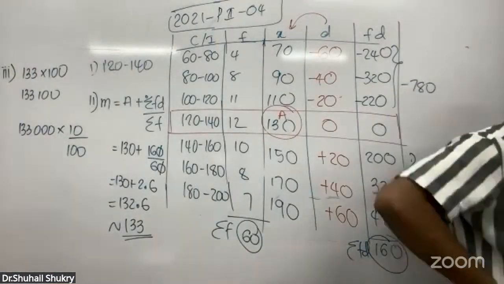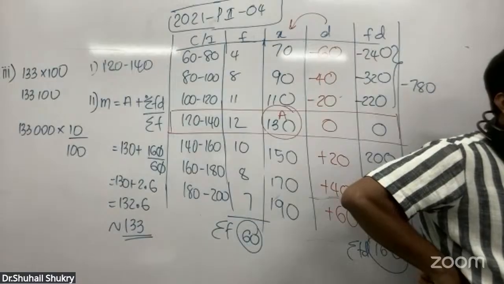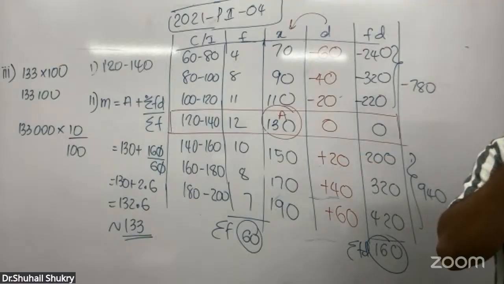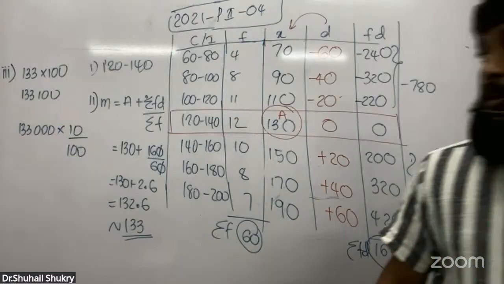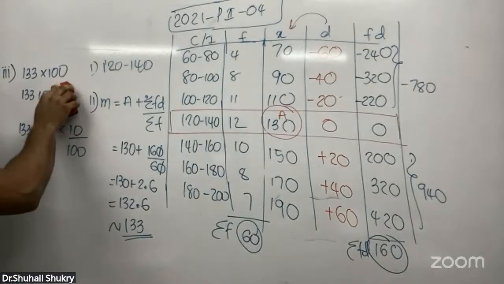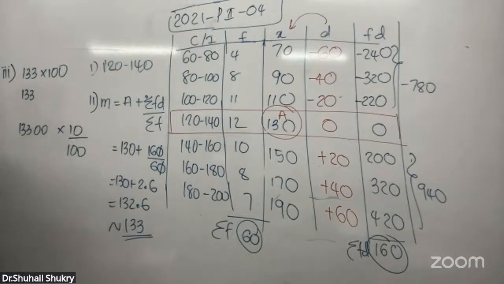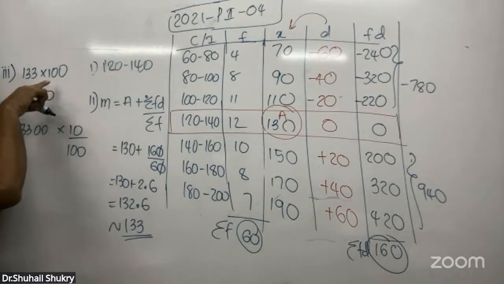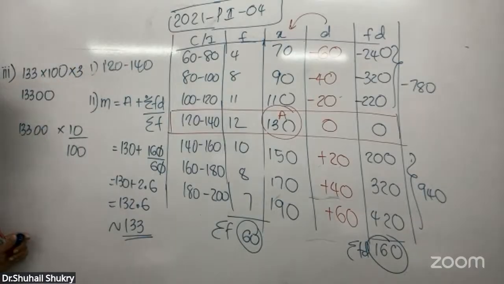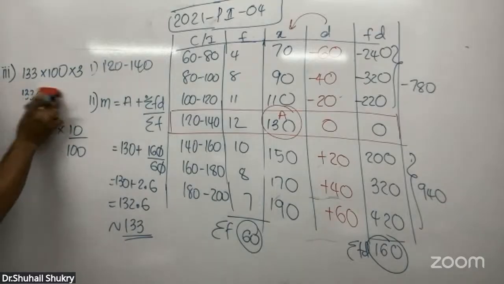Show that more than 3,900 units of electricity can be saved if the number of units of electricity that is consumed in 3 months by 100 houses. 3 months, not 1 month. So 133 into 100 is 13,300. This is by 100 houses in how many months? 1 month. But we have to see for 3 months, so you have to multiply by 3. If I multiply this by 3, how much do we get, guys?